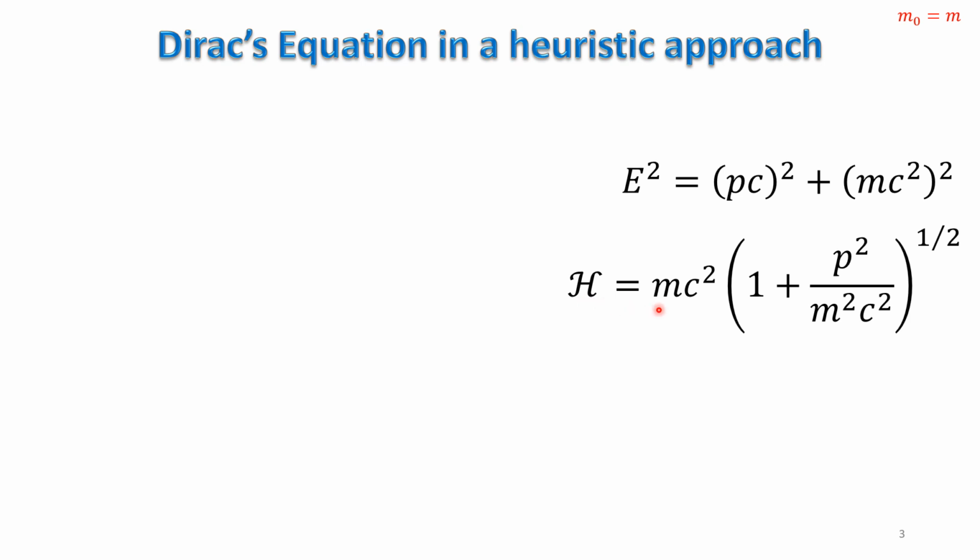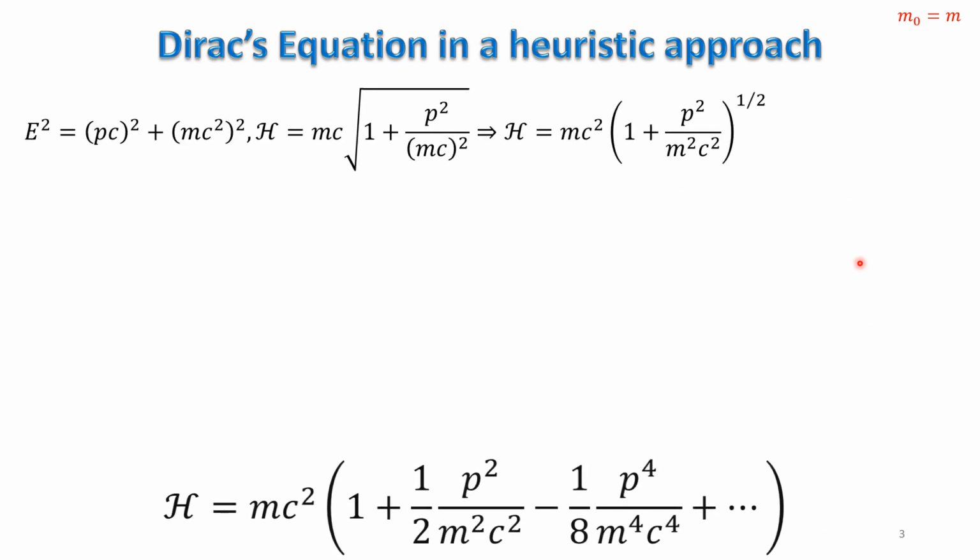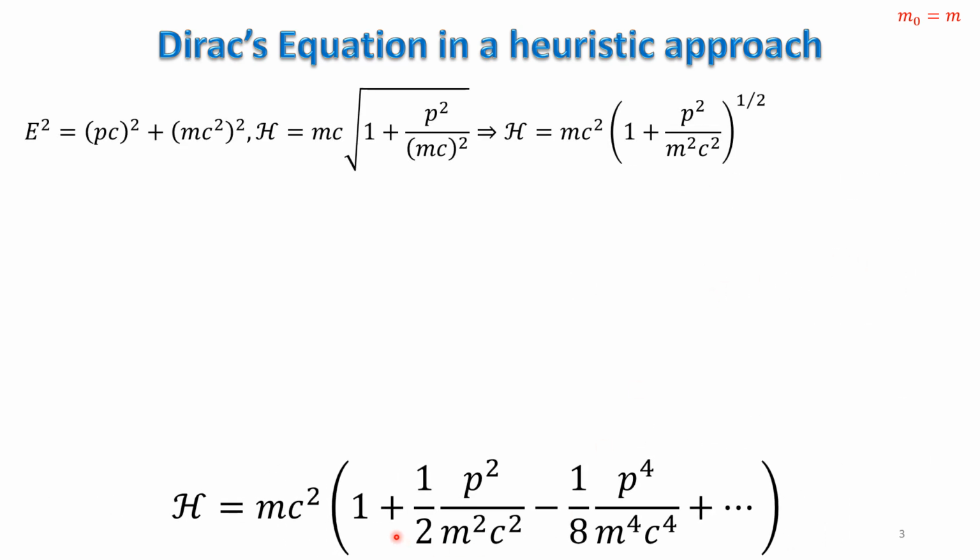So I have replaced E by H, and mc squared I have taken common from the square root, and we are left with 1 plus p squared upon m squared c squared. This term is less than unity, and the binomial expansion of this we shall consider. It will have infinite terms. The term here, p squared by m squared c squared, will appear here. In the next term it will be the square of this term, and so on and so forth. So it will be small.